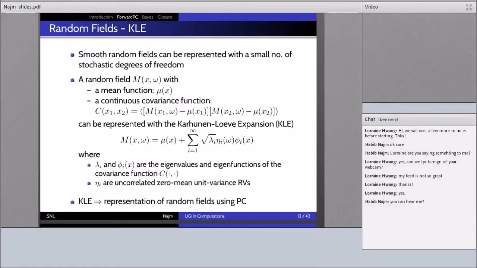The utility of this first is that it's an optimal representation. You can represent a random field in terms of a finite number of degrees of freedom, in other words, a finite number of etas, which are random variables here. So we can cut this infinity down because most random fields have certain degrees of smoothness. And further, since these etas are random variables, we can represent each of them as a PCE, and so a random field overall can be represented as a PCE. So I won't go into more detail about that.